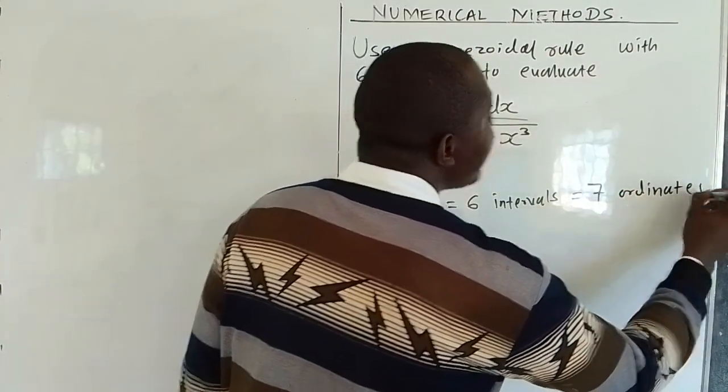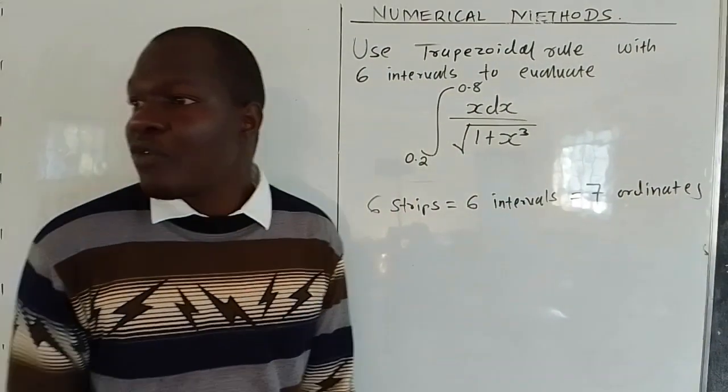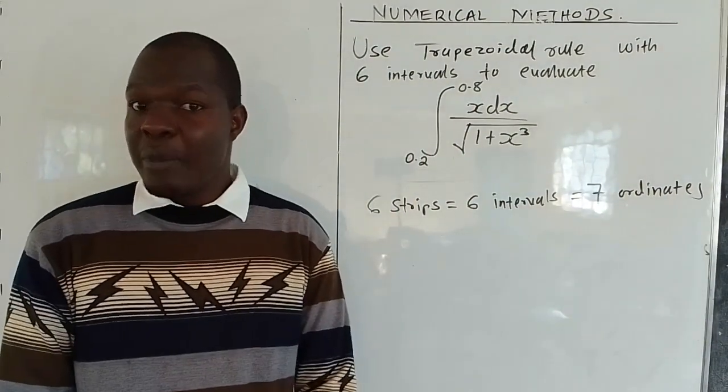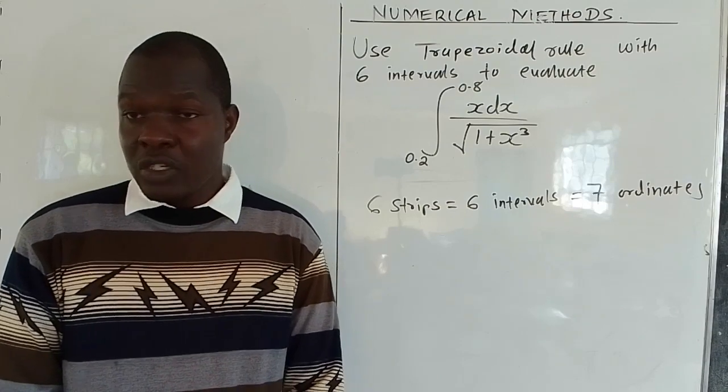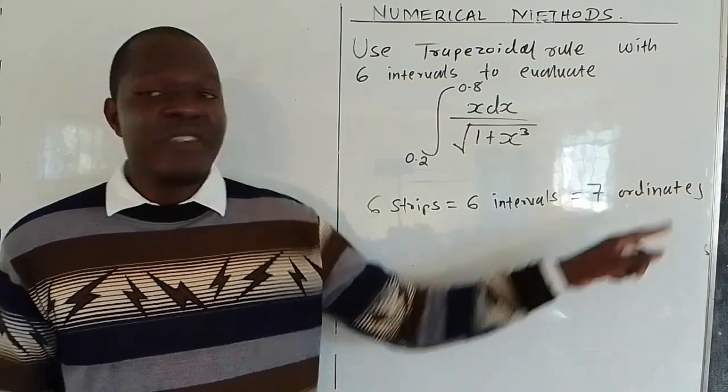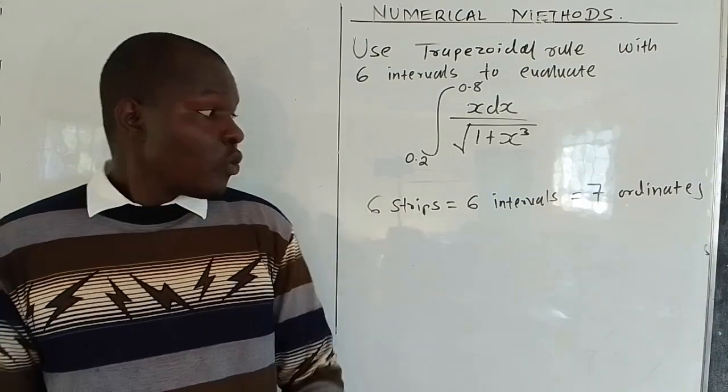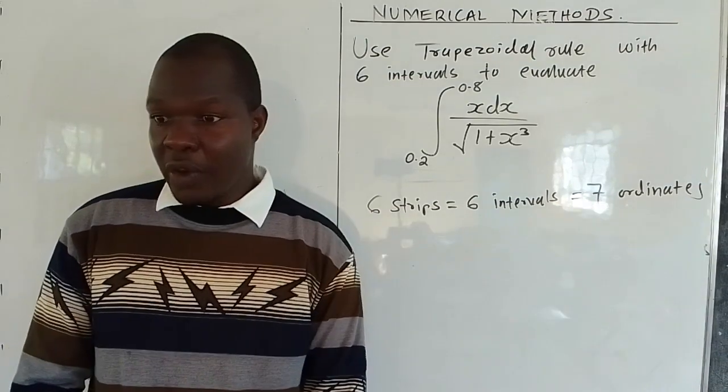7 ordinates in the trapezoidal rule. The number of ordinates is more than the number of strips by 1. We've seen that. Are we together? So if the strips are 6, it means 7 ordinates. So we've seen what we are going to deal with.